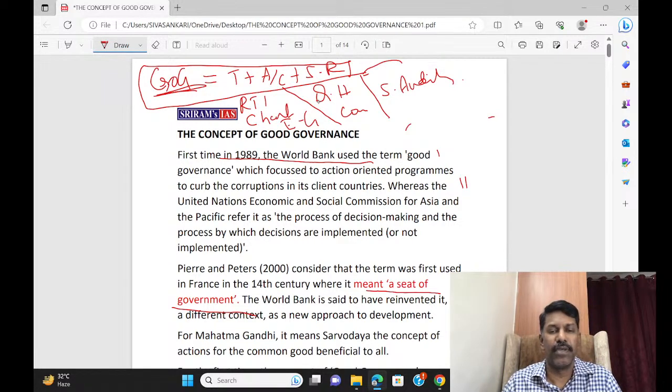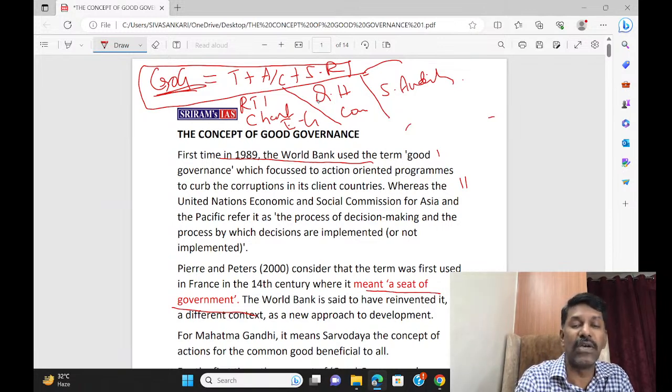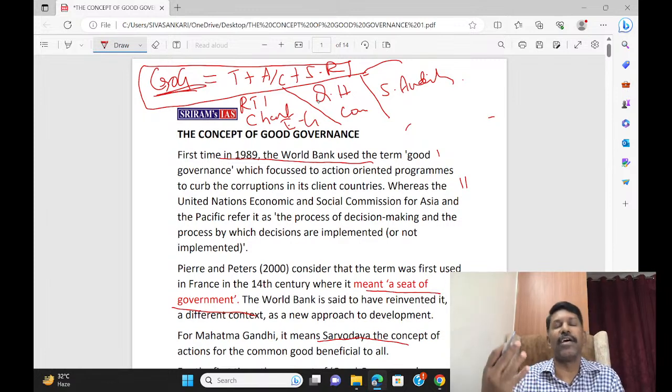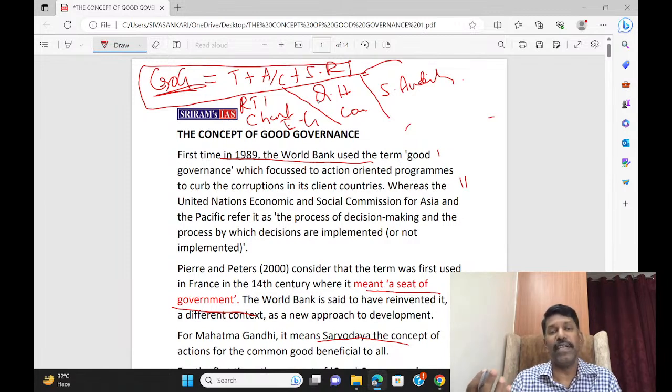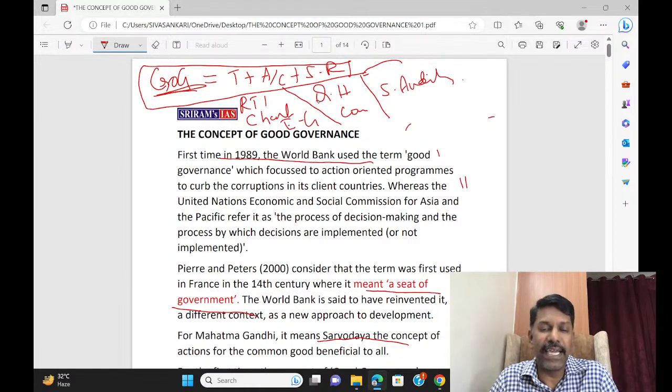But when I look into the Indian perspective, even Mahatma Gandhi mentioned the idea of good governance on the basis of Sarvodaya; with the help of Sarvodaya, the common good beneficial to all people will come into force. On the basis of that principle, every village acts as an independent republic. This is another important thing.